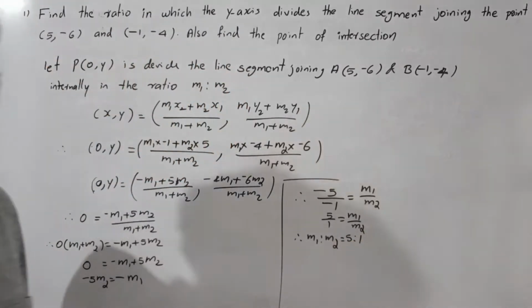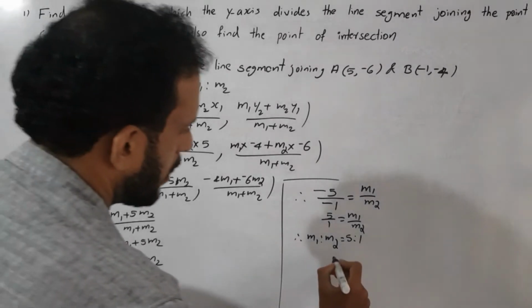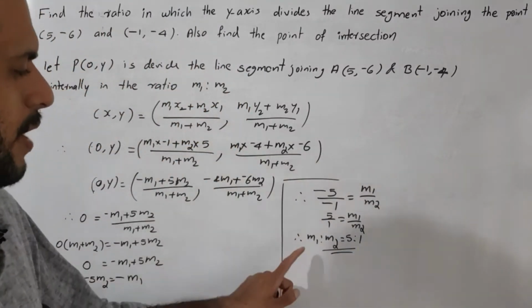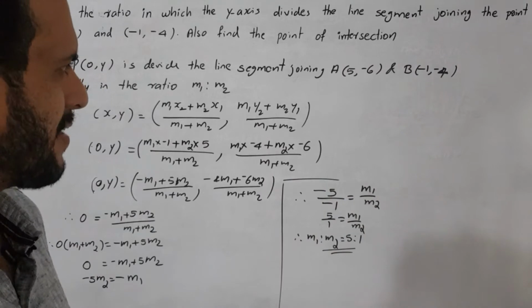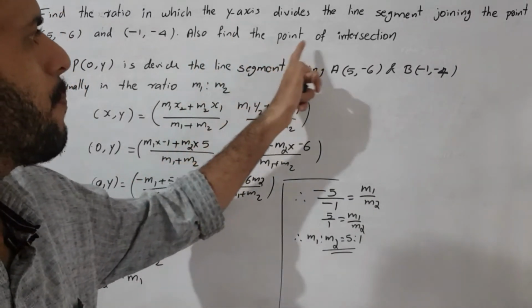What is the value of m1 and m2? The ratio m1 is to m2 is equal to 5 is to 1. Okay, now we got the ratio of m1 and m2. Then what is next? We have one more question. What is that? Also find the point of intersection.